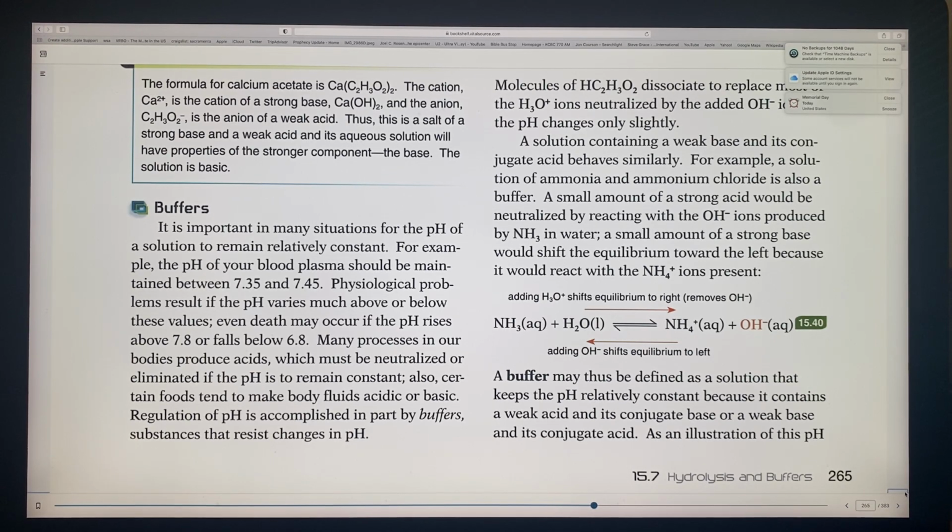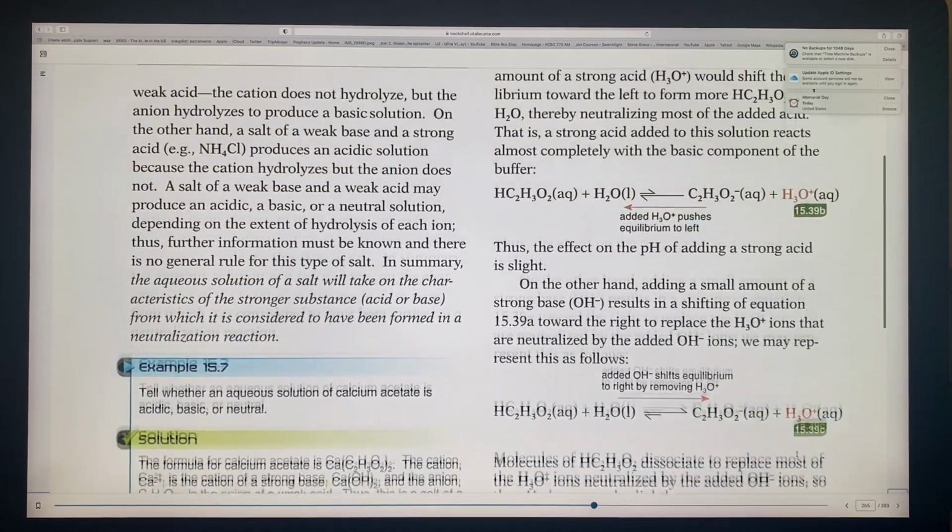There are so many processes in our bodies called buffers that neutralize acids and bases to keep the pH from going out of range, so it's constant. Foods would make our bodies either acidic or basic, so the regulation of pH is accomplished by what we call buffers. These buffer systems work very hard and keep our acid-base level at neutral. And that again is so amazing that our body would do such a thing.